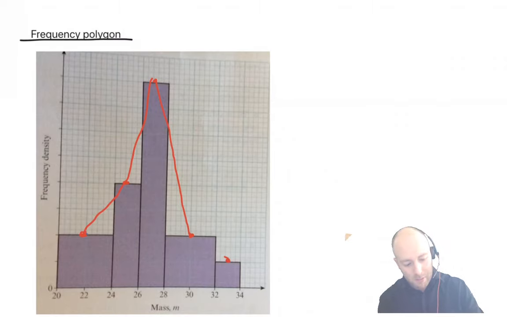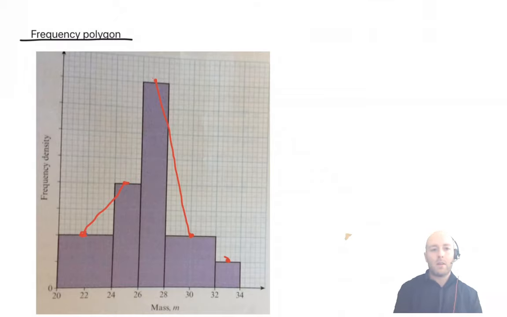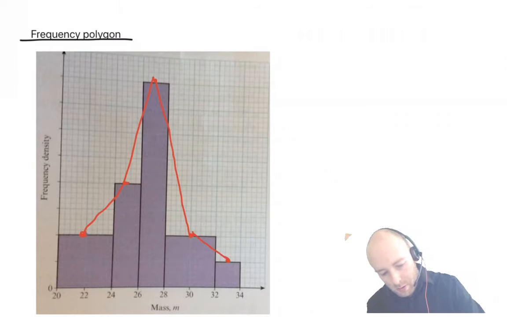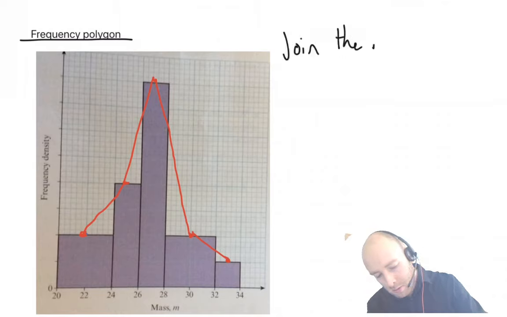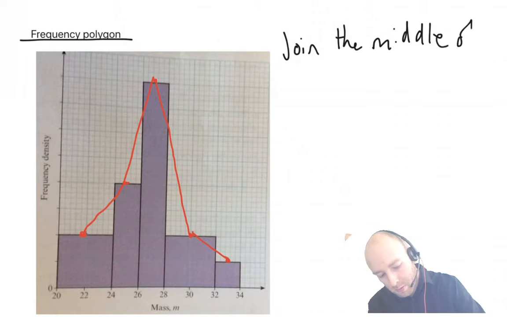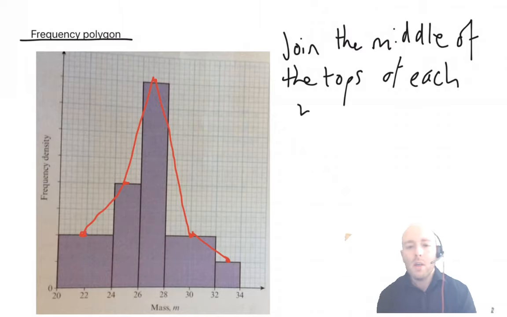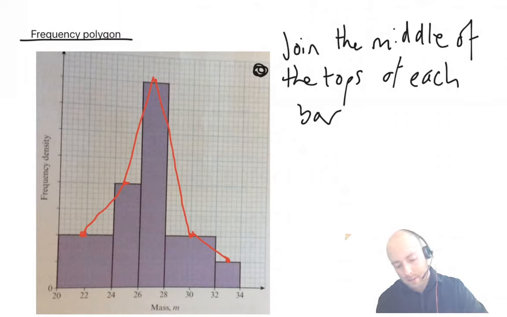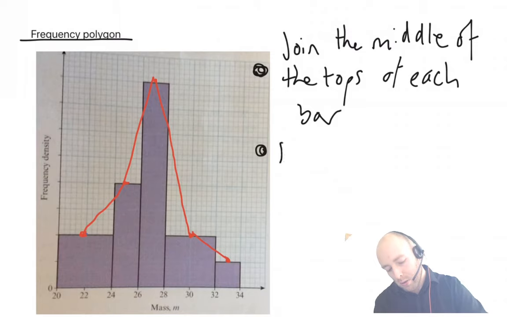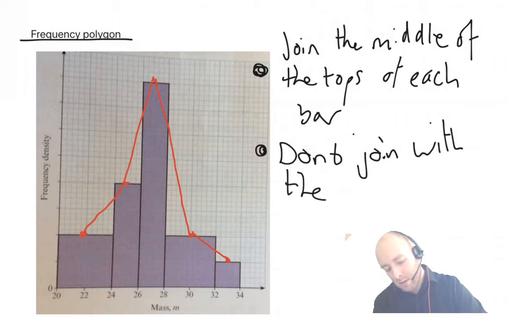That's not too bad. Maybe this line could be a little bit better. Lovely. Cool. So join the middle of the tops of each bar. Okay, that's it though. That is the final polygon. You don't join it up with the axis. So don't join with the axis.